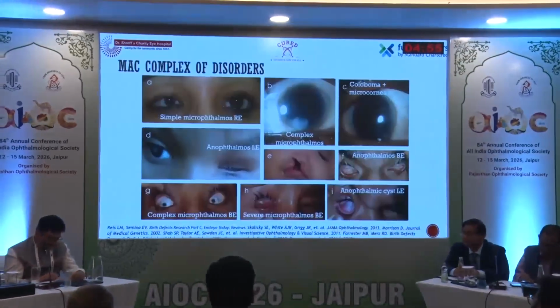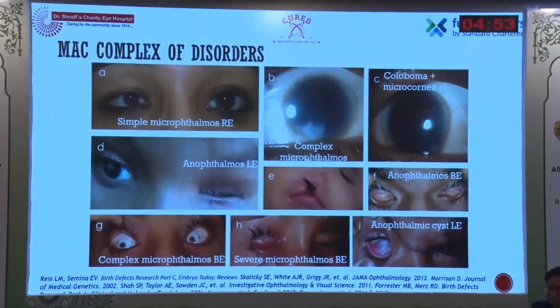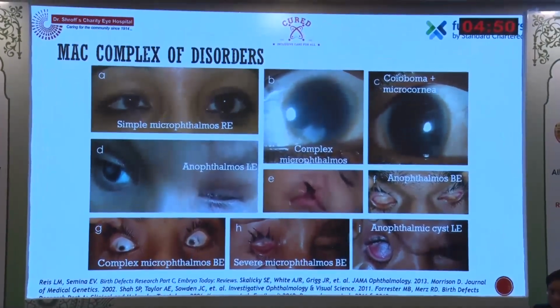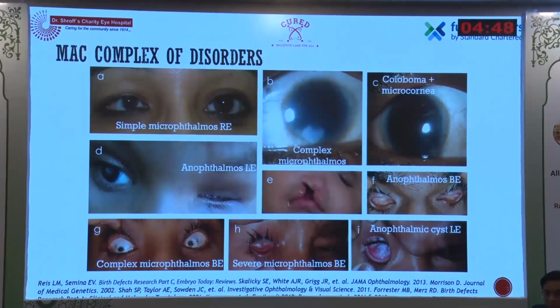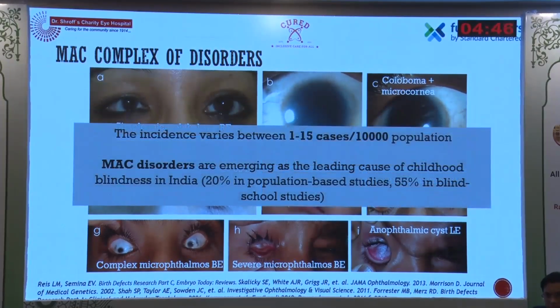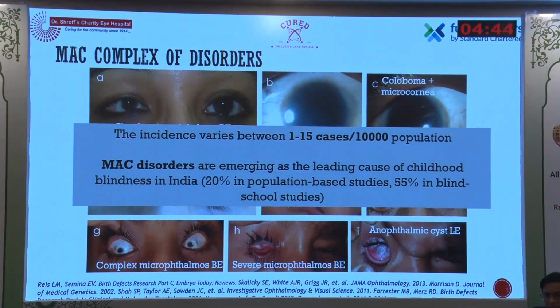So, good afternoon everyone. I shall be presenting the results of my study, which is a cross-sectional genotypic study of Indian patients with microphthalmia, anophthalmia and coloboma. I have no financial disclosures. So microphthalmia, anophthalmia and coloboma, which I will be referring to as the MAC complex of disorders, are complex whole globe abnormalities which are emerging as a leading cause of childhood blindness in India, at 20% in the population-based study and 55% in the blind school studies.